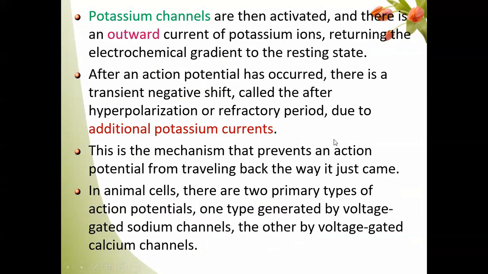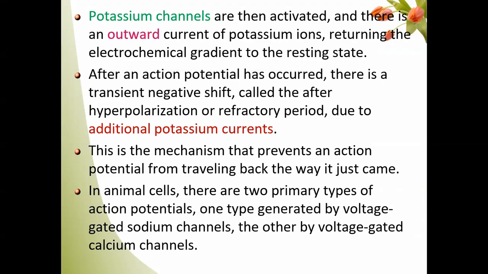So here we already studied that when the sodium ions come inside, it causes the depolarization, and at one point the sodium ion channels close and the potassium ion channels will be activated. After the activation of the potassium channels, there is an outward flow of potassium ions, and they return the electrochemical gradient to the resting state.